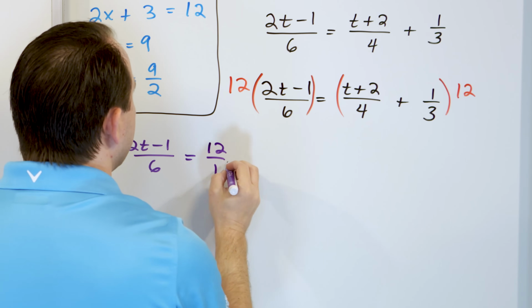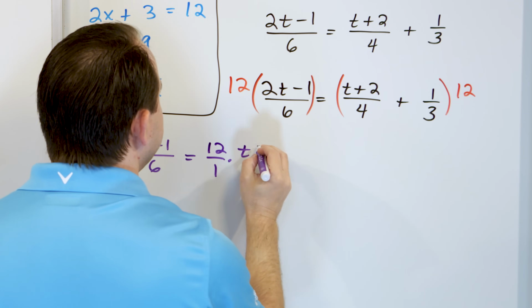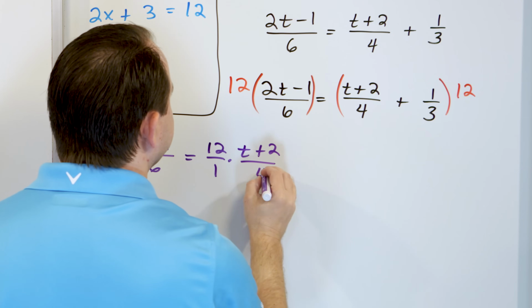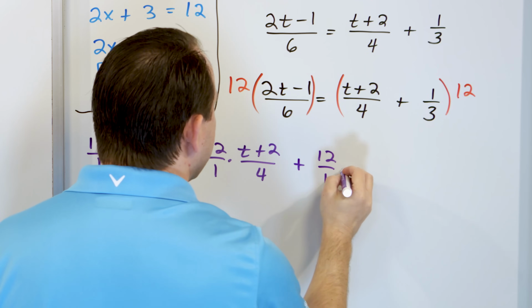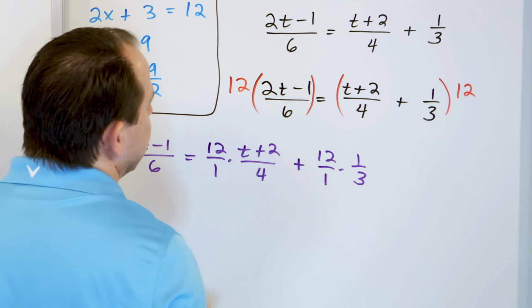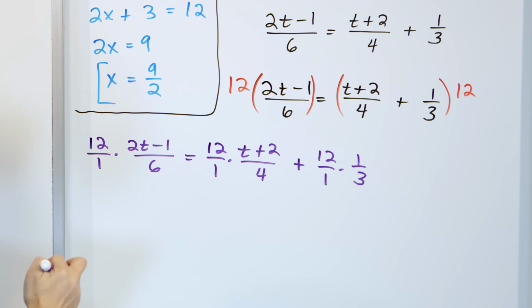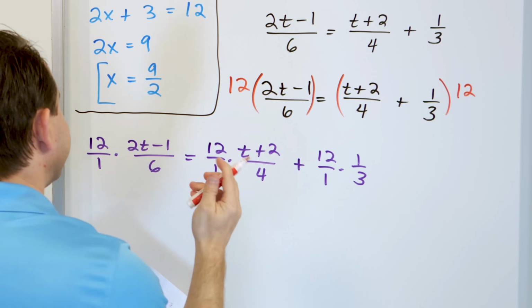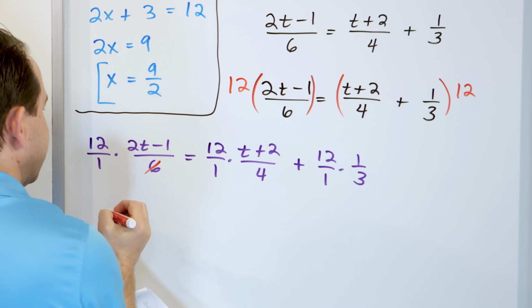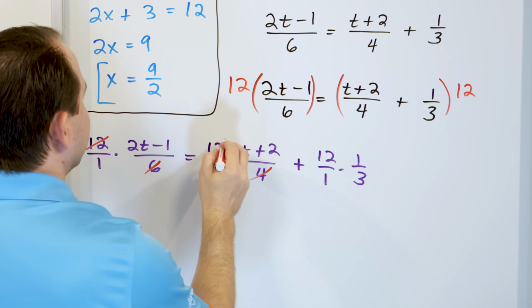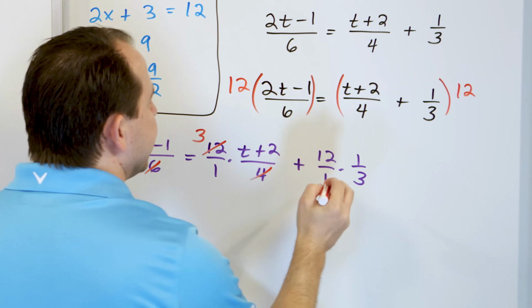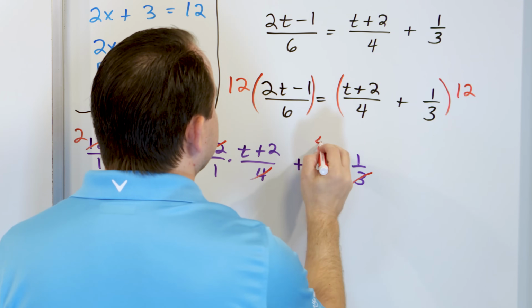So you have 12 over 1 times this fraction, t plus 2 over 4, and then the 12 times the 1/3 plus, write it as 12 over 1 times 1/3, like this. All right, then once I have that in place, I can start marking things up. 6 divided by 6 is 1, 12 divided by 6 is 2. 4 divided by 4 is 1, 12 divided by 4 is 3. 3 divided by 3 is 1, 12 divided by 3 is 4.